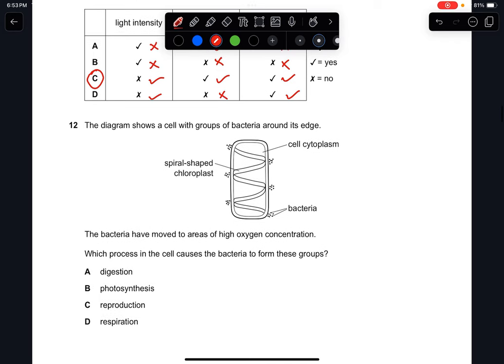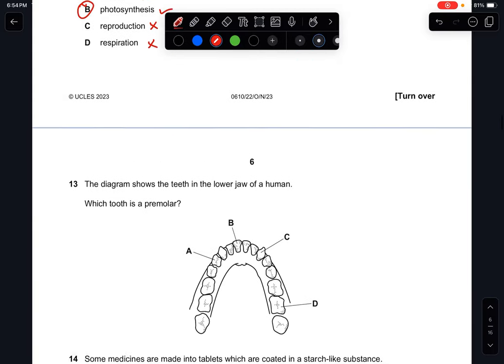Question number 12. The diagram shows a cell with groups of bacteria around its edge. The bacteria have moved to areas of high oxygen concentration. Which process in the cell causes the bacteria to form these groups? So digestion? Nope. Photosynthesis. Chloroplast is the keyword here, so it is photosynthesis. Reproduction? Nope. Respiration? Nope. So the key thing is the presence of chloroplast that enables it to undergo photosynthesis. So the answer is B.